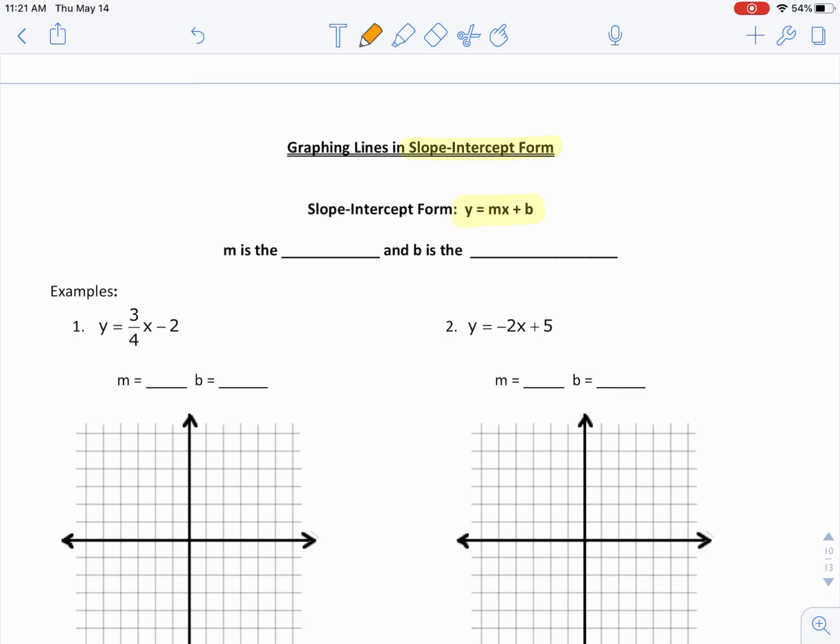Now the letter m in this formula is always the slope. So that's the number that's right in front of the x. Whatever number is right in front of your x is always your slope. And you're going to use that with rise over run, like always, to graph it.